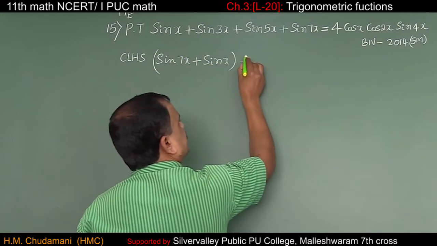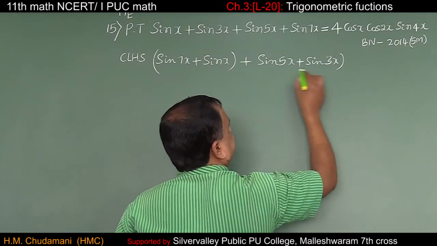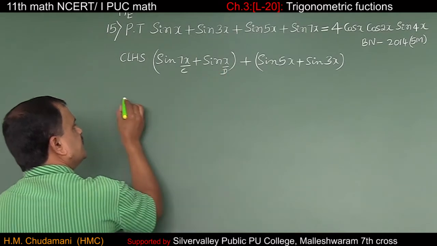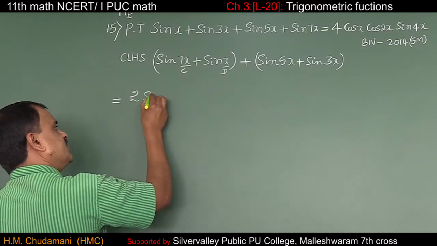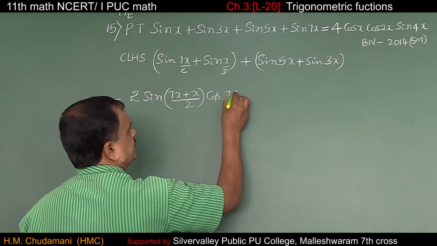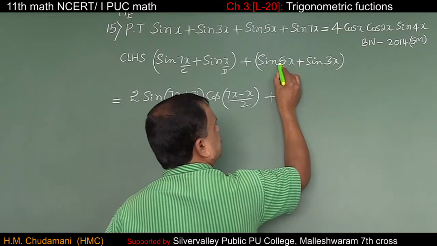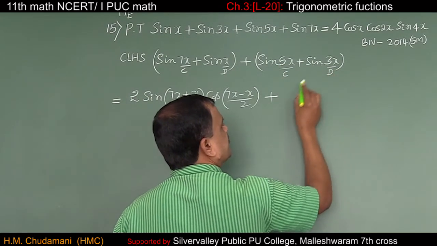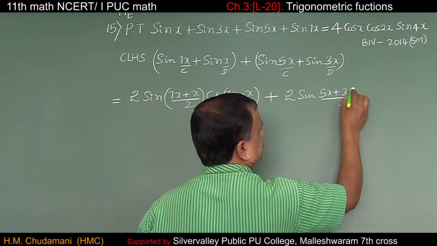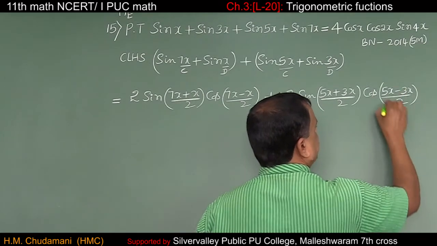I just group these two, plus sin 5x plus sin 3x. Sin C plus sin D formula: sin C plus sin D means 2 sin (C plus D)/2 into cos (C minus D)/2. Again this is sin C plus sin D, which is 2 sin (5x plus 3x)/2 into cos (5x minus 3x)/2.